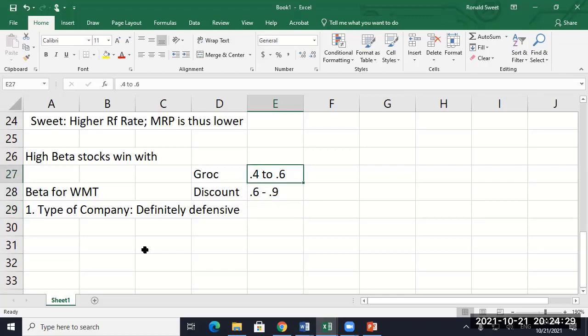So Kroger's, I'm probably going to push closer up to 0.6. I might even push them a little higher than that if their debt's really, really out of line versus everybody else. So that's where I'm starting from.